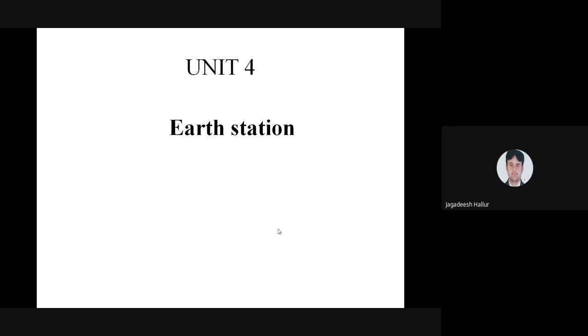Whatever functions and parameters are selected in the Earth Station, based on that the satellite is going to work. Because you have seen in unit number 2, the satellite subsystems, whatever components and parameters are chosen, it is because of the Earth Station. The Earth Station is the main component.